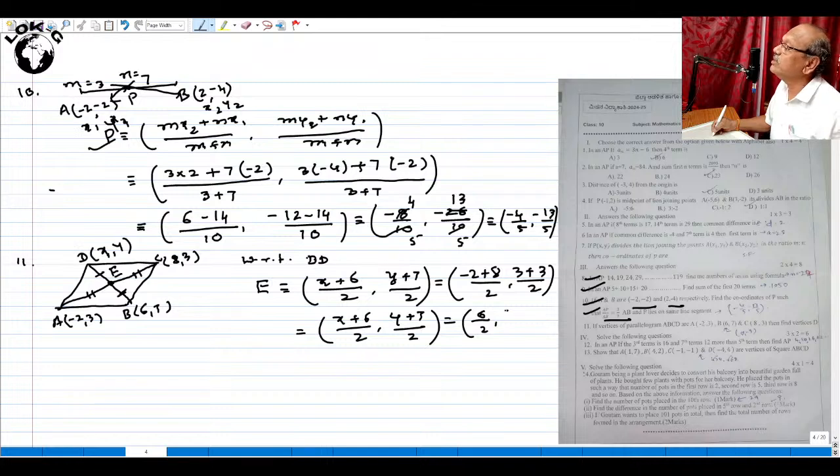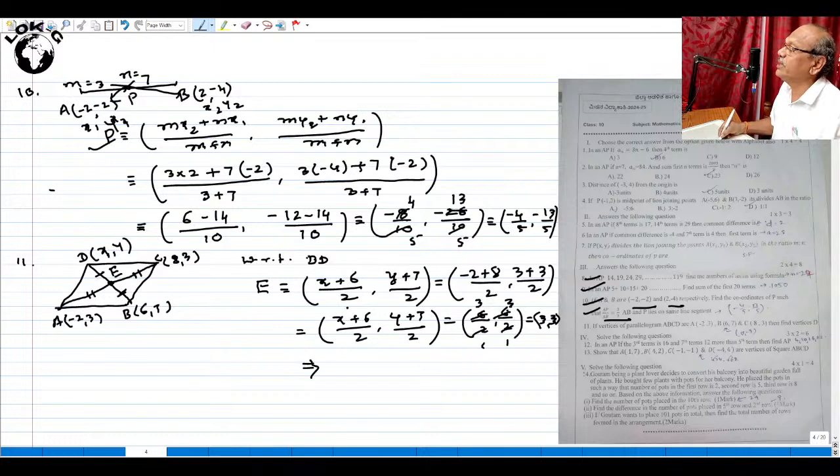3 plus 3, what do you get? That is 6 upon 2. If you equate them, 2 ones are 2, 3s are... Your answer will be what? 3 and 3. See, whenever two ordered pairs are equal, then their corresponding elements will also be equal.